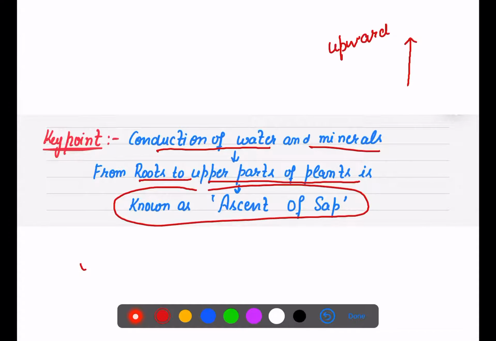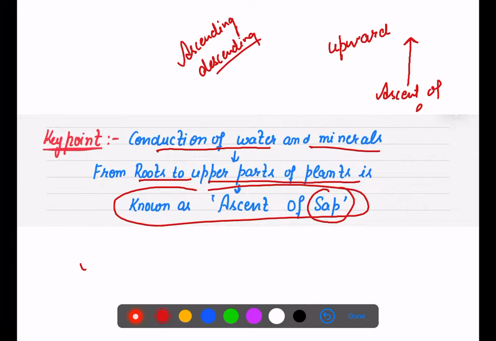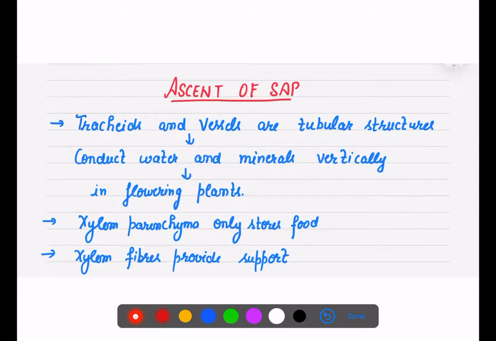Ascent of sap means these are moving in the upward direction. If you have seen ascending and descending orders in maths, this is similar. These water and minerals are known as the sap. So that is why the phenomenon is known as ascent, means you are moving upward. Ascent of sap. So conduction of water and minerals from roots to upper parts of plant is called ascent of sap.